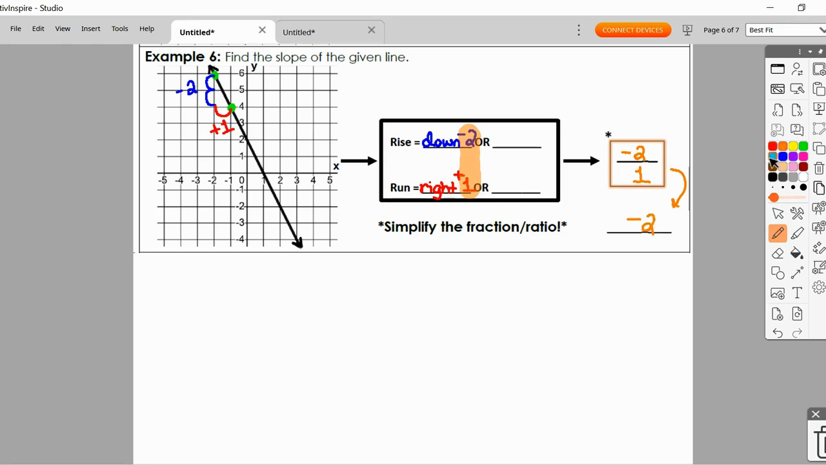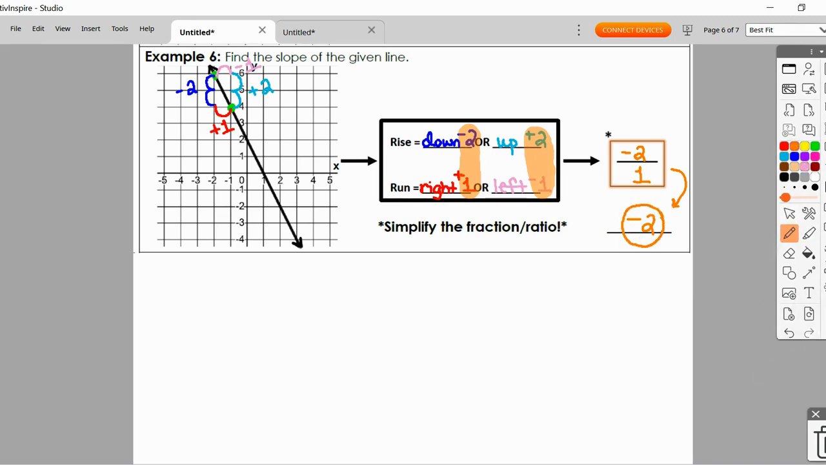The cool thing is that I could also count from the right point to the left. So if you had counted from this right point up 2, it's a +2 because you went up. And then you could run to the left 1. And left is a negative movement, so that's going to be a -1. You still would have simplified to the same answer. You would have had +2 over -1, which still simplifies to the -2 final answer we have circled here. So it's pretty cool. You could count either way to get it right.